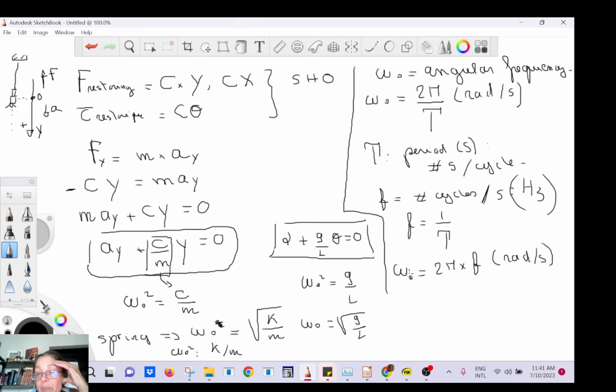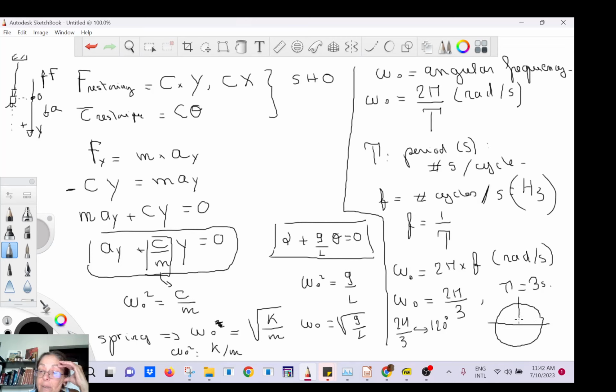For example, if you have omega 0 equals 2 pi over 3, what's going to be the period? So the period will be 3 seconds. So what does it mean, 2 pi over 3? If you take your calculator, 2 pi over 3 is 120 degrees, right? So it means that, let's take a circle here.